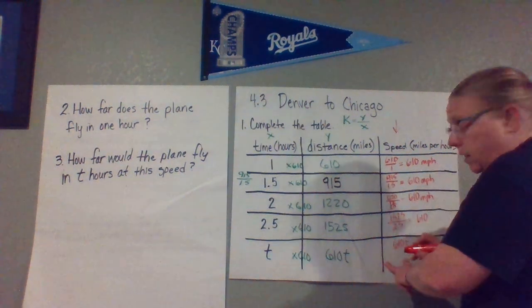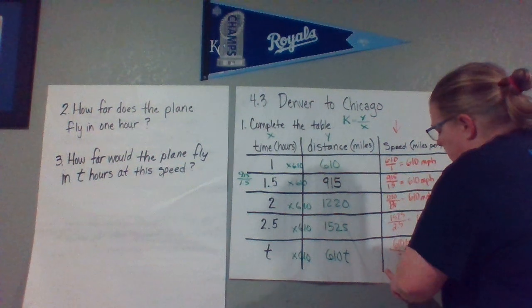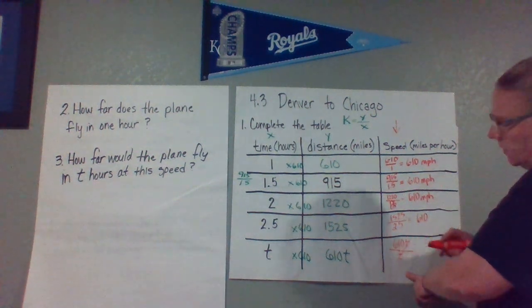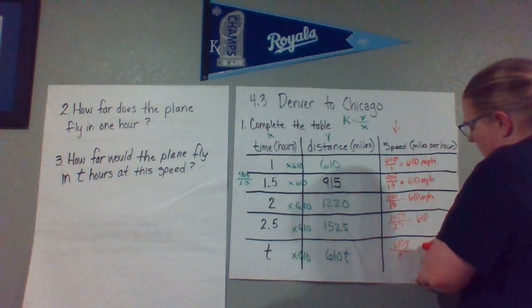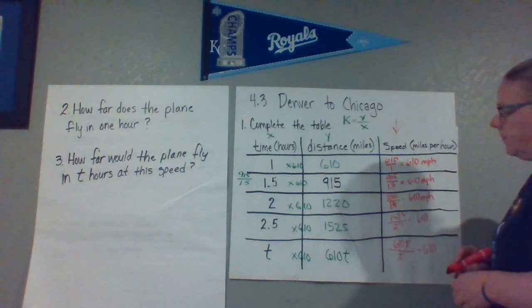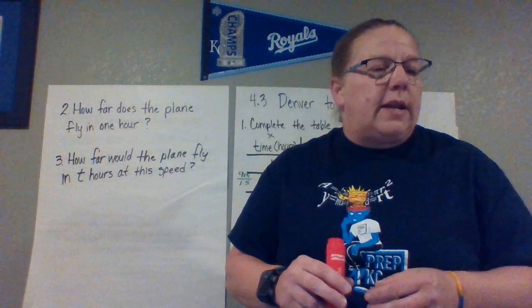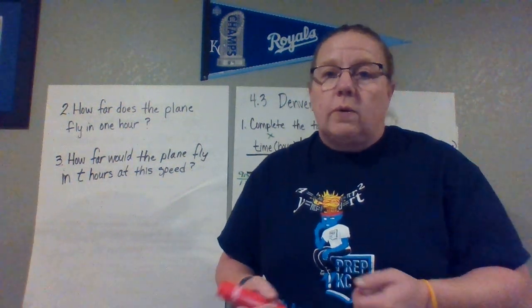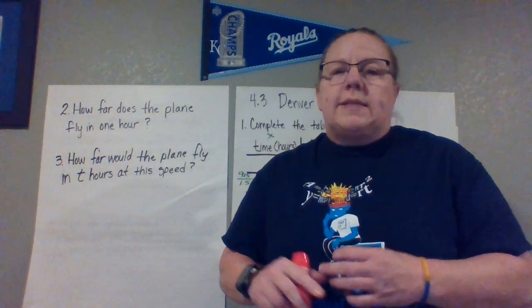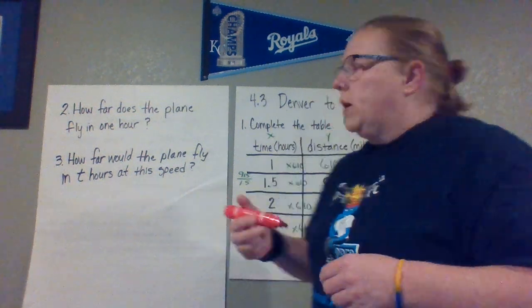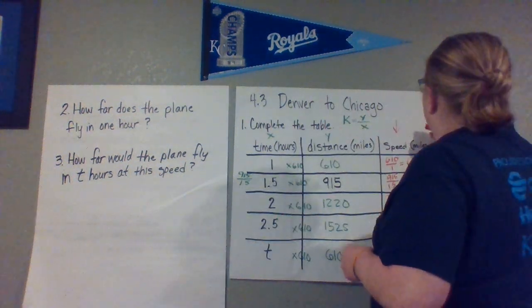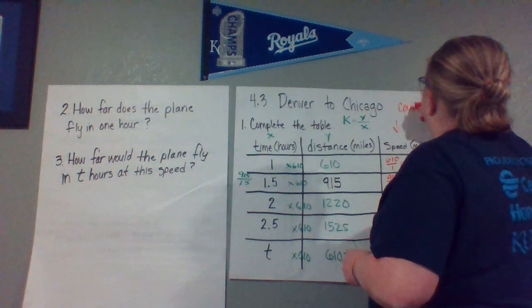610t over t, and you're going to notice that these cancel each other out, and I have just the 610. If you go back and read the problem itself, it specifically said that it was flying at a constant rate. So remember, when we're talking about constant rate, it's the same speed all the way throughout the duration of the trip. So it was at a constant speed.